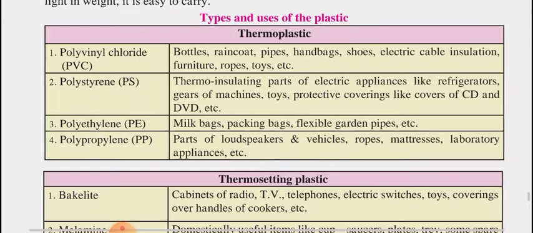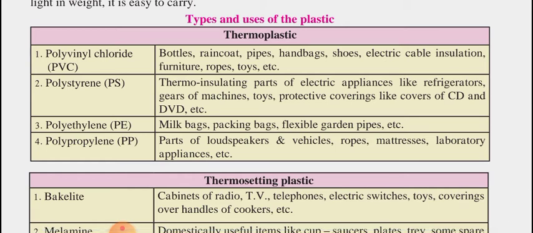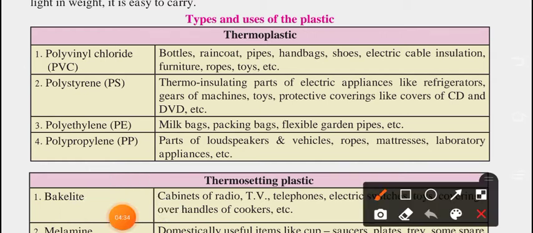Here we have a few types and uses of plastic. Polyvinyl chloride, PVC: pipes, raincoats, bottles, handbags, ropes, furniture, shoes, electric cable insulation. PVC is a type of plastic which is thermoplastic. Then PS, which is polystyrene, is also a type of plastic.